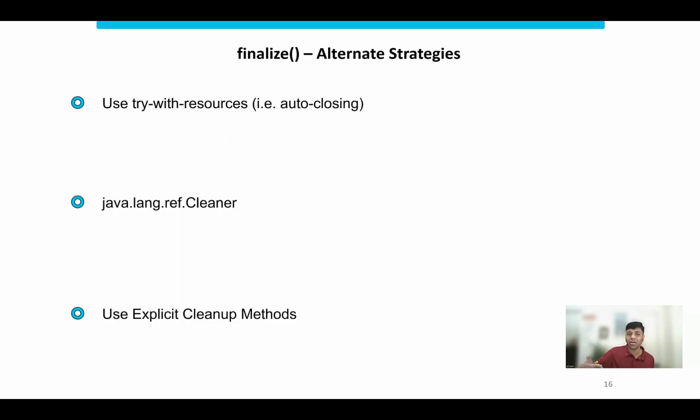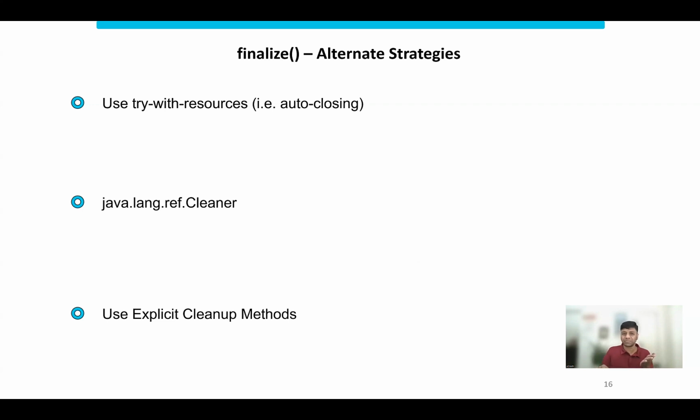So here are the alternate solutions instead of using the finalize method. You can use try-with-resources, that is, you can use AutoCloseable, or you can use Cleaner. This is a new implementation meant to replace the finalize method, and it doesn't have the problem we just discussed. Or in the code itself, you can explicitly close the connections. You can explicitly call the cleanup methods. So these are three potential alternate strategies other than the finalize method.